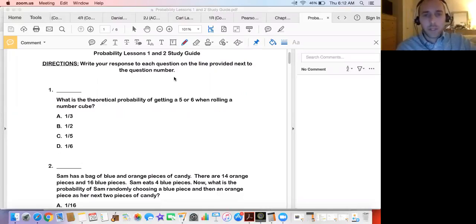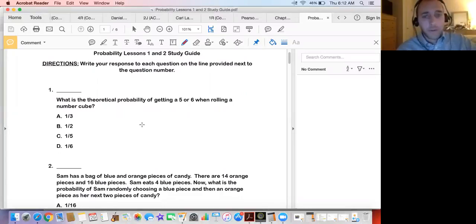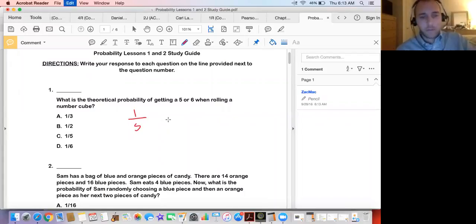Number one on the study guide, we have: what is the theoretical probability of getting a 5 or 6 when rolling a number cube? So all we're saying is theoretically what should happen when we do these things. We have the probability of rolling a 5 and the probability of rolling a 6. Probability of rolling a 5 is 1 out of 6, not 1 out of 5. And then rolling a 6, also 1 out of 6.